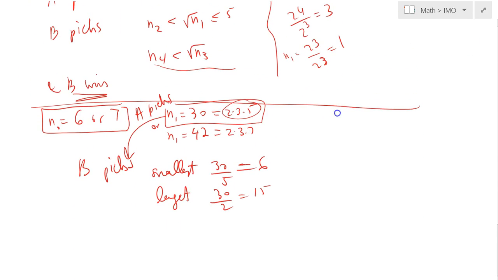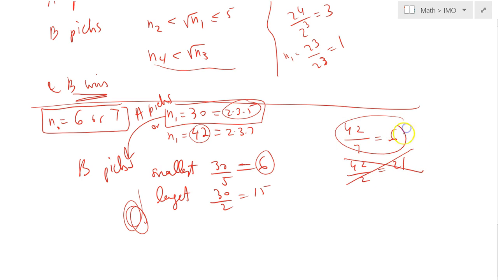So what happened was that B will pick again 6 or 7 actually. And then it will be an infinite loop because A will pick again 30 and no one will win in that case. The same thing will happen with 42 because the smallest that B can get would be 42 over 7, which is 6. The largest, obviously, 21, but B will never pick this one. B will pick 6, A will pick 42 again, and then again an infinite loop, so no one wins.